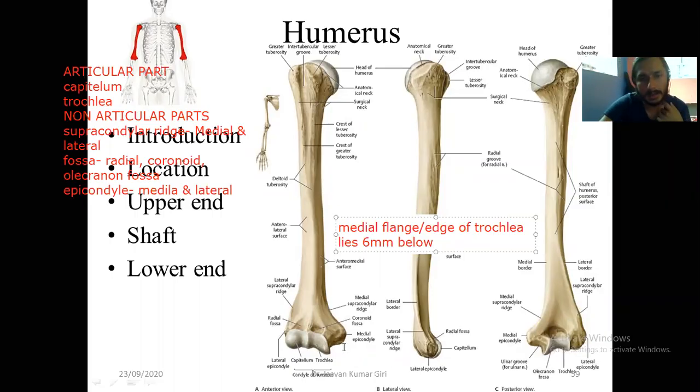Okay. See, the lateral edge is up, but the medial edge is below, isn't it? So it extends 6 mm below the lateral edge. Just you have to remember this. So the medial flank or edge of the trochlea lies or extends 6 mm below.